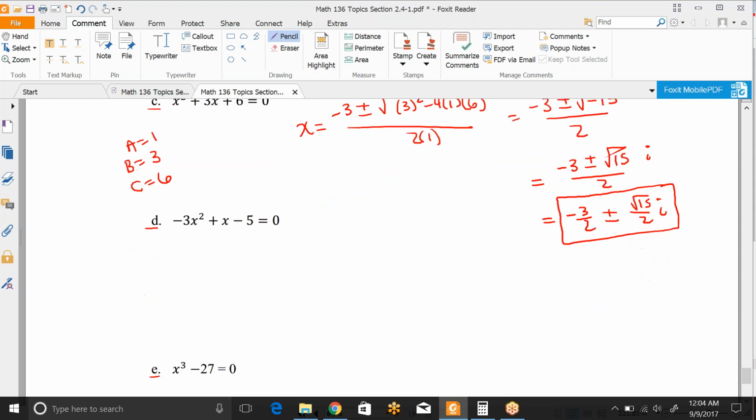Okay, so let's look at D. So this time A is negative. So A is negative 3. B, and my pen is not really wanting to work, so hang on just a second. So negative 3. B is 1.